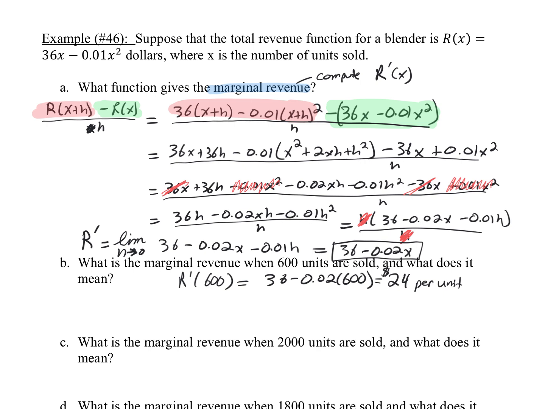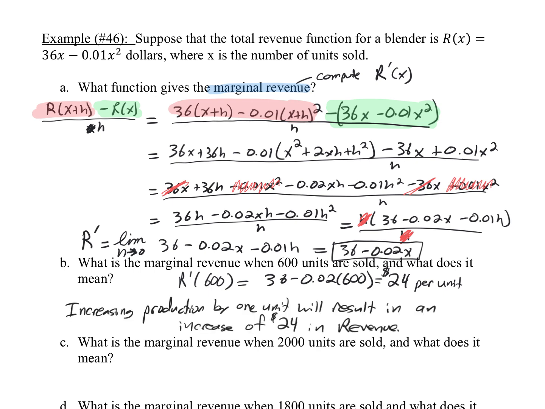So if you are currently producing 600 units and you decide to increase this by 1, the next unit you produce will increase your revenue by $24. So let's write that out in a sentence. Increasing production by 1 unit will result in an increase of $24 in revenue.